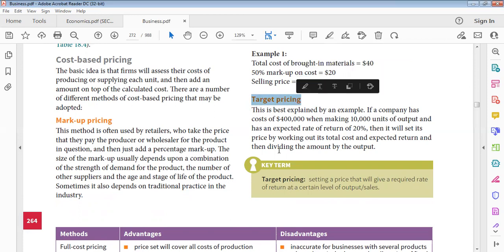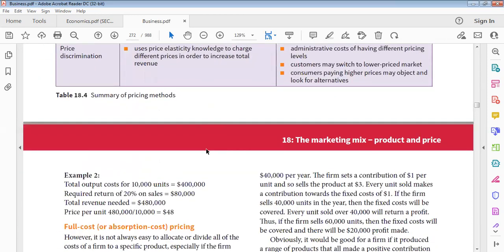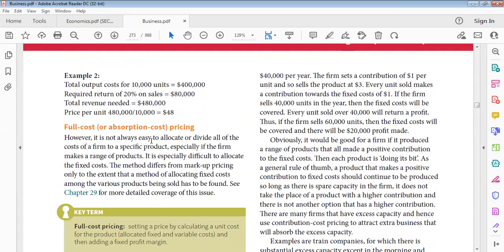Next we have target pricing. I think there's an example here. Target pricing is actually very similar to markup. So let's say 400,000 is your cost. Maybe you're producing 10,000 bags, and it cost you $4 per unit. So 400,000 is your cost.